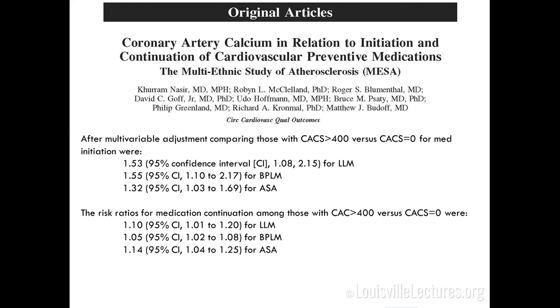Oddly enough, it has both investigators from our study on it, as well as the guideline writers. And it does, in fact, show that if you went home with a very high calcium score, greater than 400, which is pretty high, as compared to having no calcium in your arteries, that you were more likely to be prescribed a medicine. However, this effect was not really sustained. Follow-up looking, people were not more likely to stay on their medicine.